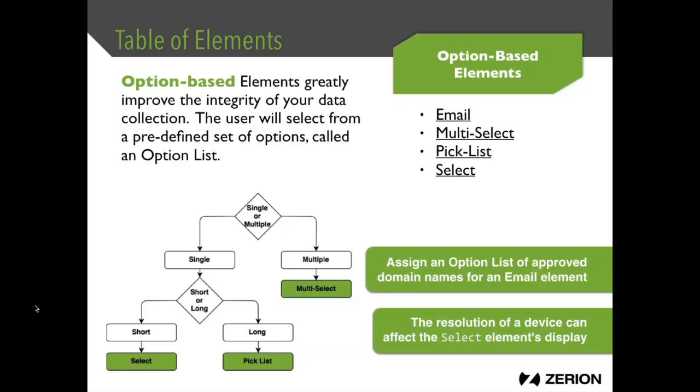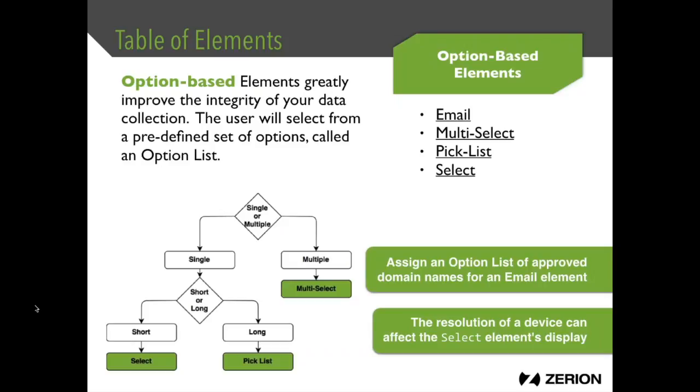Now, there's a variety of different ways you can display that option list. And I have a real simple decision chart down in the lower left that will help you in terms of deciding which element you want to use. The three main option-based elements are going to be your multi-select, your pick list, and then your select element.